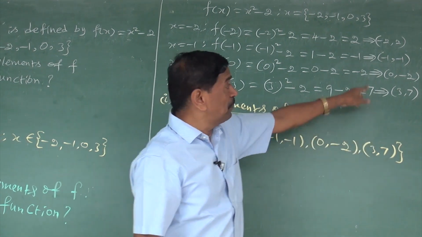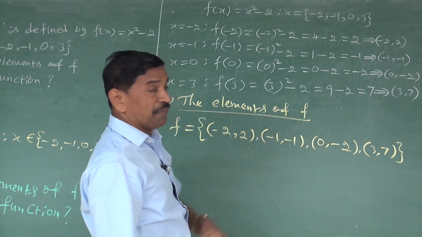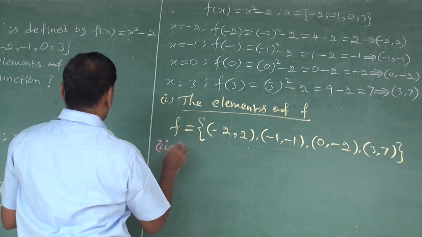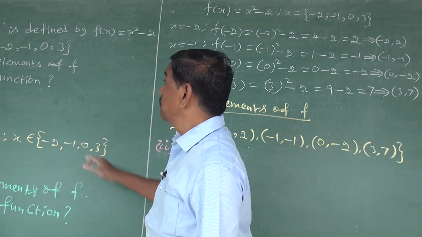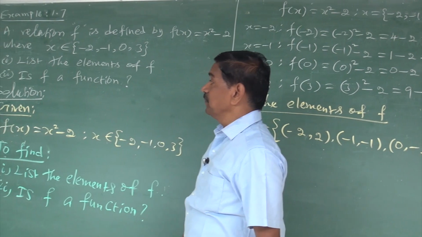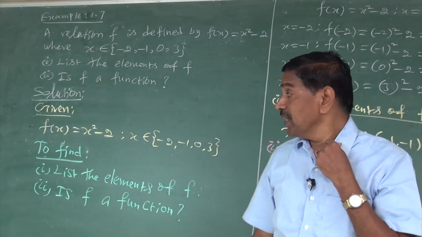So there are 4 ordered pairs. Remember 1, 2, 3, 4. Yes, list out the elements of f completed. Now subdivision 2. What is subdivision 2? Subdivision 2 is: f is a function? We want to verify whether f is a function or not.